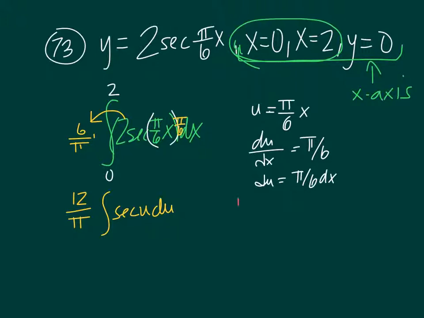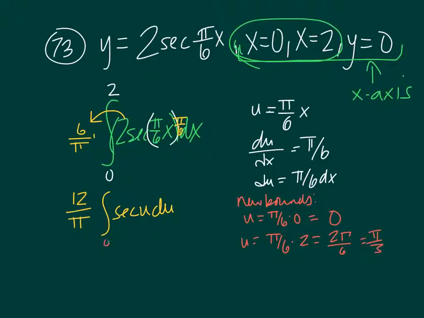So if you want to find the new bounds, that would be u equaling pi over 6 times 0, so that's still 0. And then u equaling pi over 6 times 2, which is 2 pi over 6, which is pi over 3. So if I want to do the new bounds thing, the u bounds, it's going to be going from 0 to pi over 3.